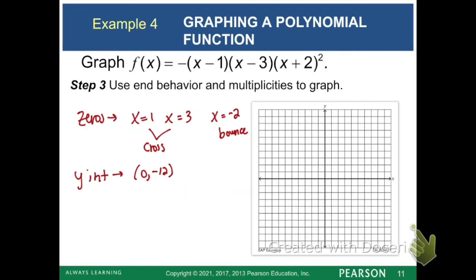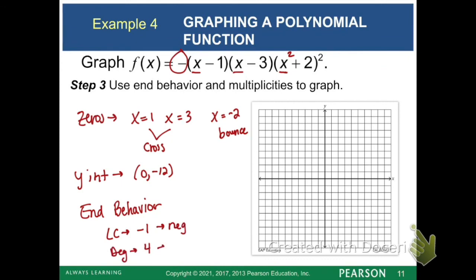And now we're ready to bring all this information together and find our end behavior. So notice that we don't know what our leading term is necessarily. We're just going to multiply together whatever is out here, here, here, and here, but we're also going to keep in mind that this would be an x squared if I were to do box method. So for my leading term, we're going to have negative x to the fourth. My leading coefficient is -1, degree is 4.